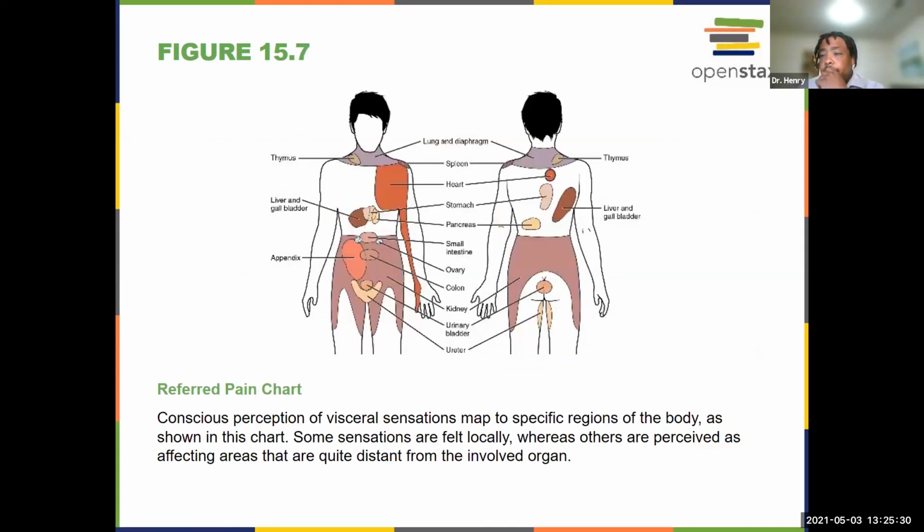Okay, so this here is a schematic of the referred pain chart. This basically lets us know approximately where we feel certain types of pains that are associated with it, right? Often when we're having pains in our lungs and in our diaphragm, we feel it in our neck and shoulder regions. When you're having pain that's dealing with your heart, which is located on your left-hand side, you feel the pain on your right-hand side.